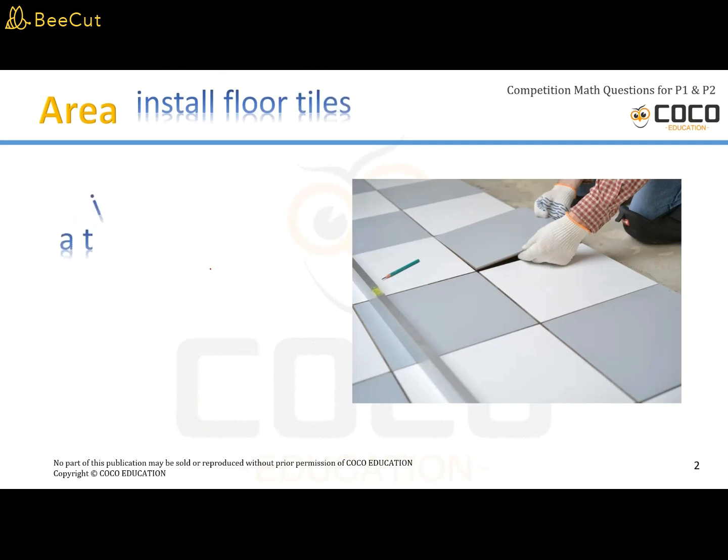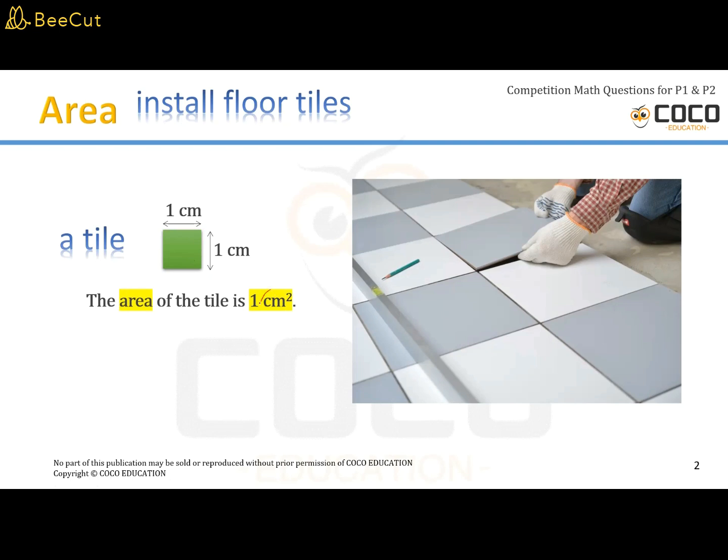And let's imagine that you have a special tile, which is 1 centimeter wide and 1 centimeter long. We use such a special tile to cover the floor. Such a tile covers a space of 1 centimeter square. We say the area of the tile is 1 centimeter square.